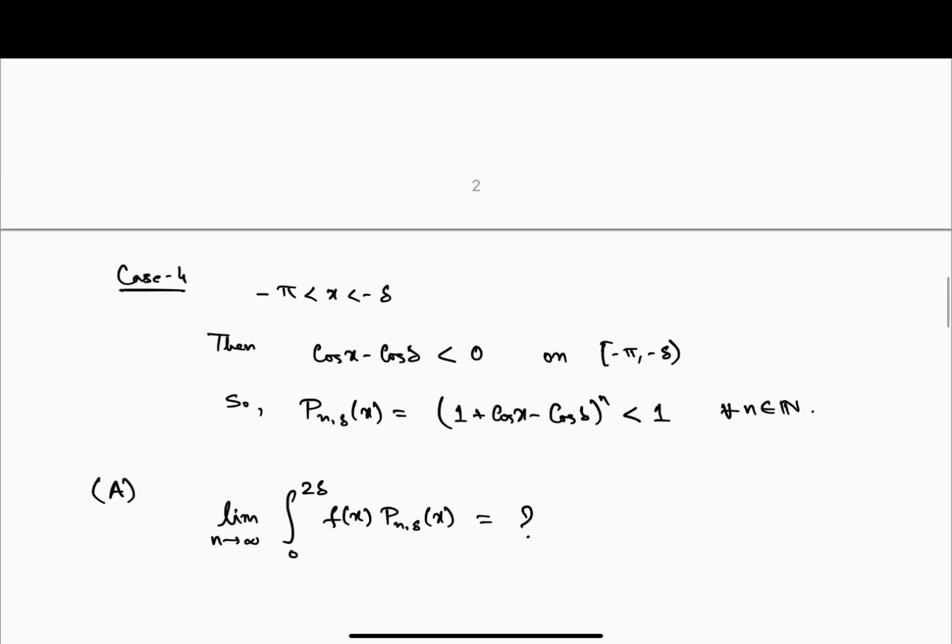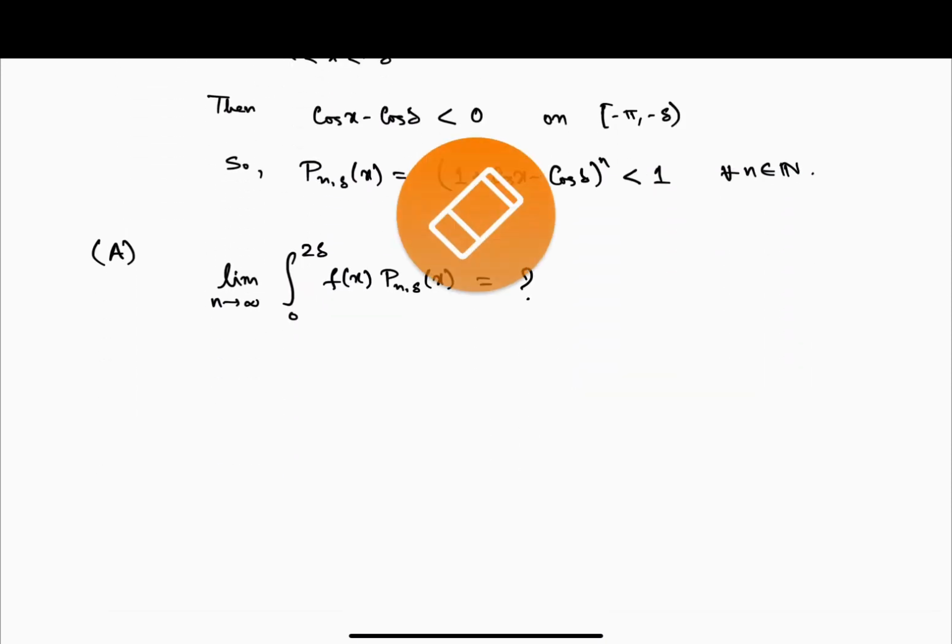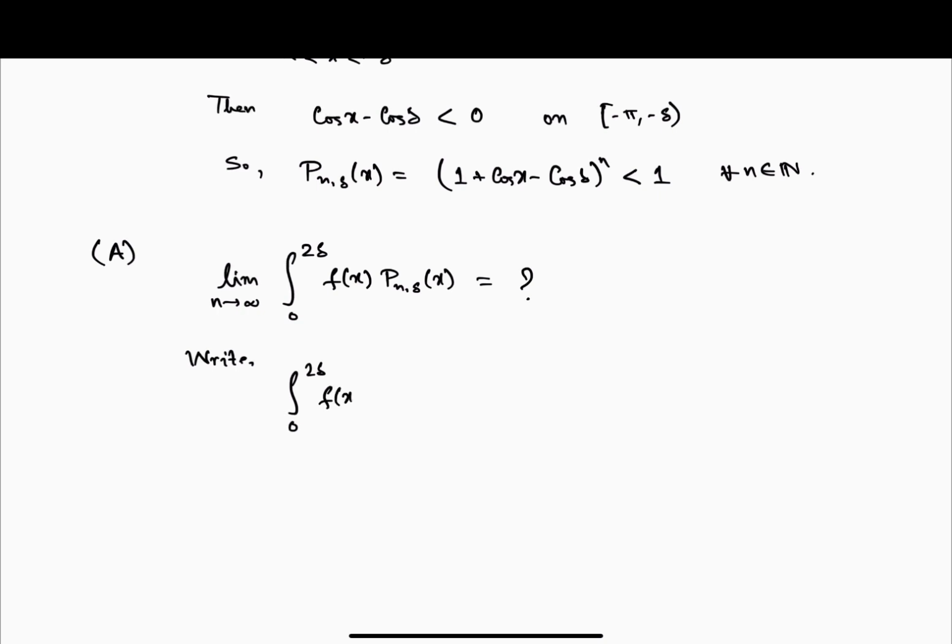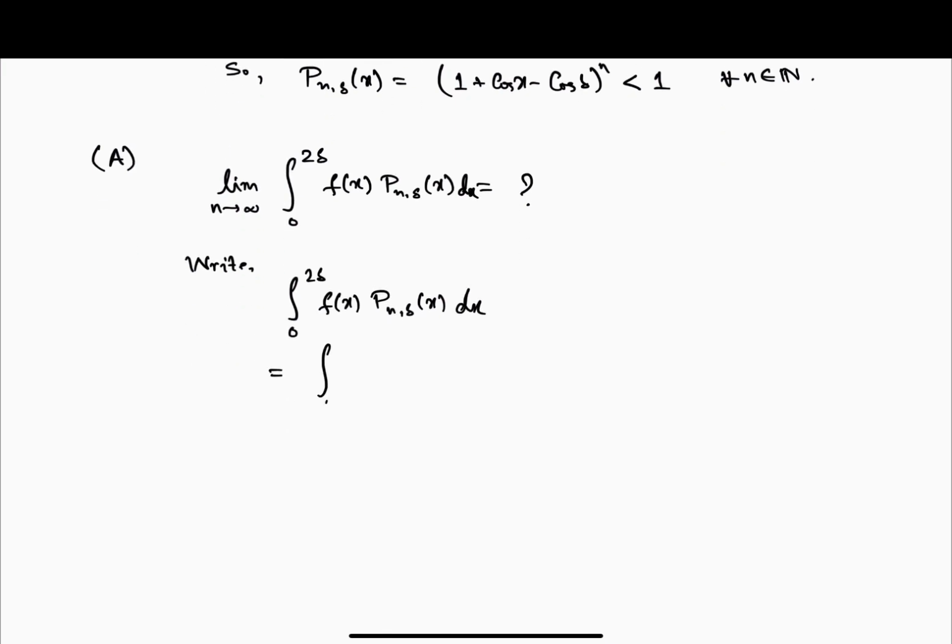Let's first divide this into 2. So let's write the integration from 0 to 2 delta, we will divide it into two parts: the integral from 0 to delta of f(x) P_n,delta of x dx, plus the integral from delta to 2 delta of f(x) P_n,delta of x dx. Let me call this I1 and this I2.